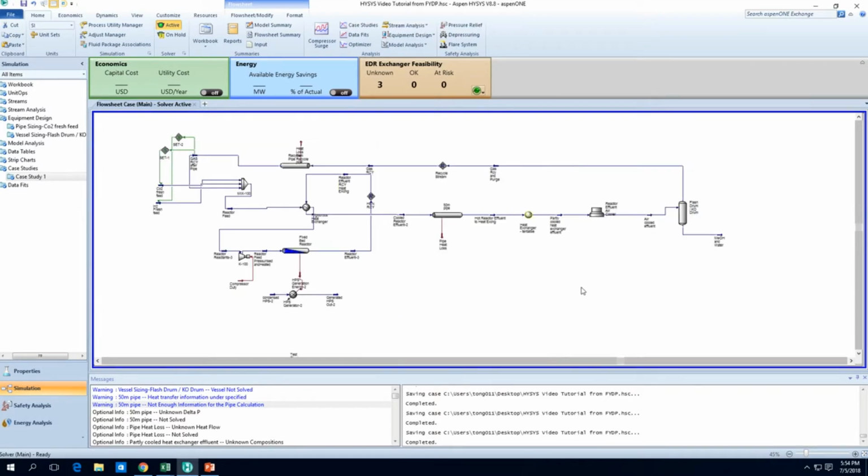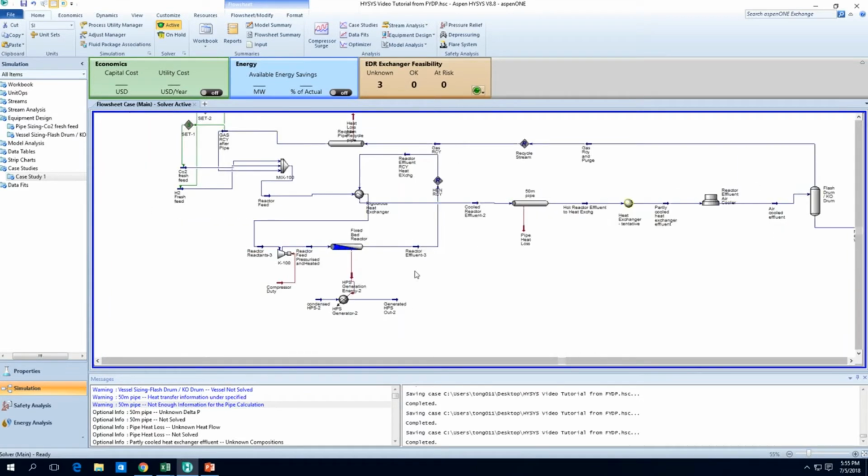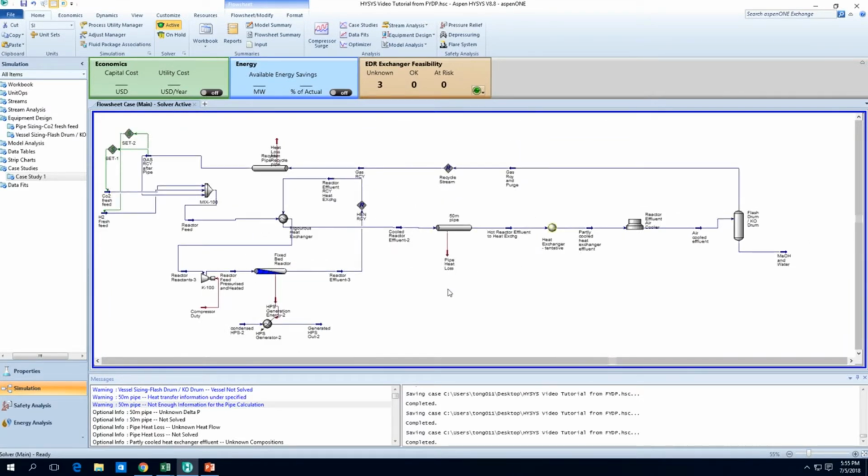Okay, so in the last video we talked about how to use the case study function in HYSYS to do some optimization, and we didn't quite optimize our reactor system due to time. You don't want the videos to be too long, but that was just a demo to help us understand how we can optimize our system.